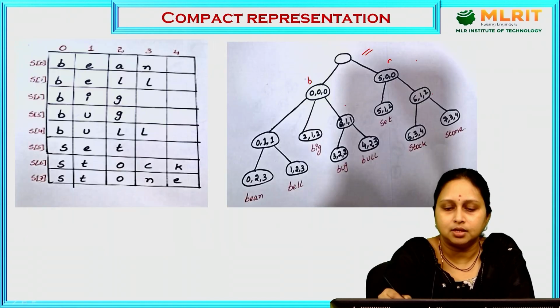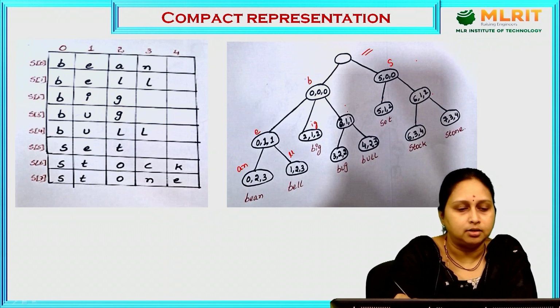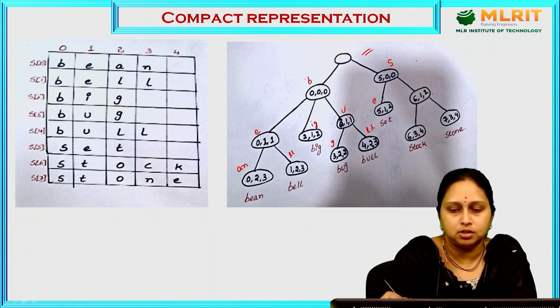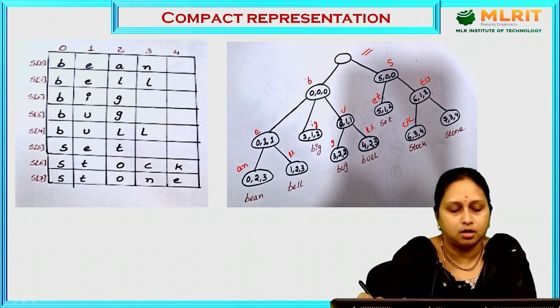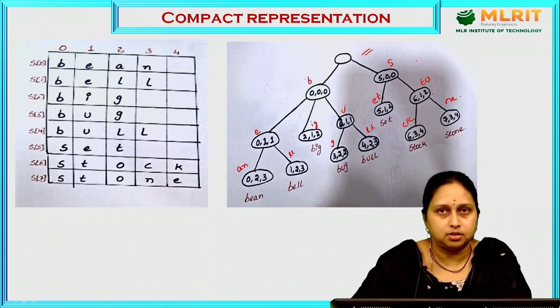B, S, this is S and this is E, this is A, N and this is L, L which it is representing. This is IG and this is representing U and this is representing G, and this is LL, and this one is SET, and this one is STO, this is CK, and this one is NE, right? Like this way we are going to represent.